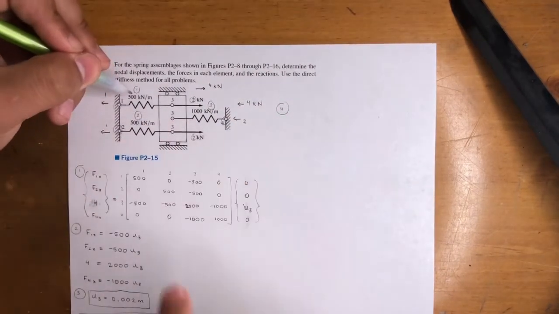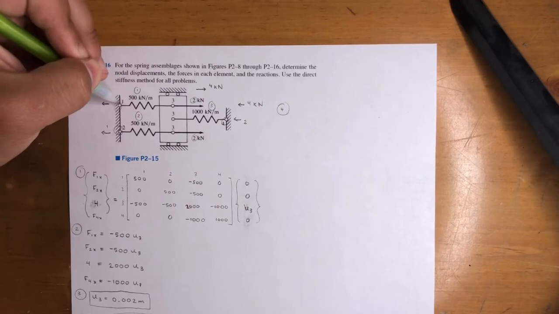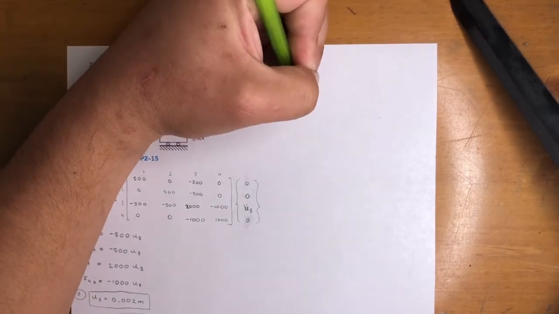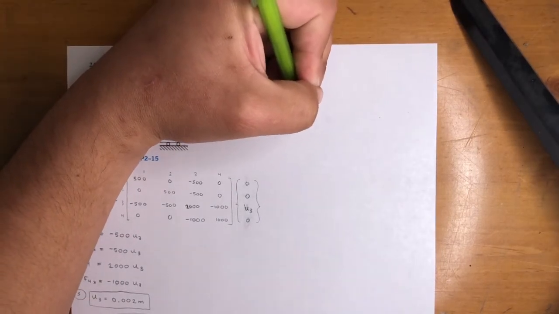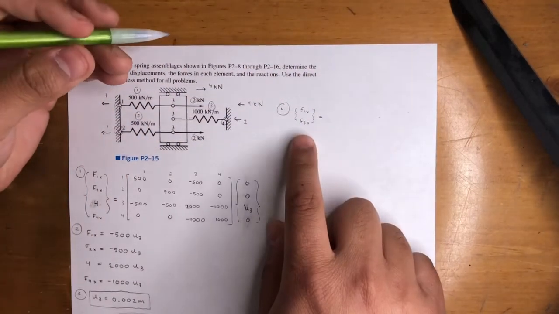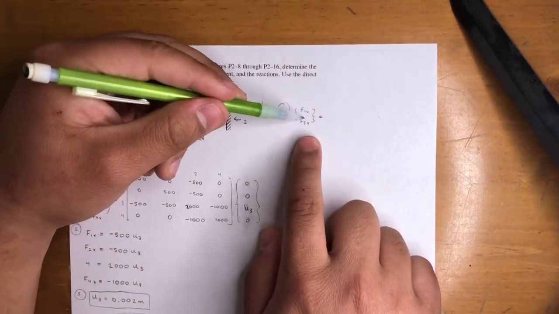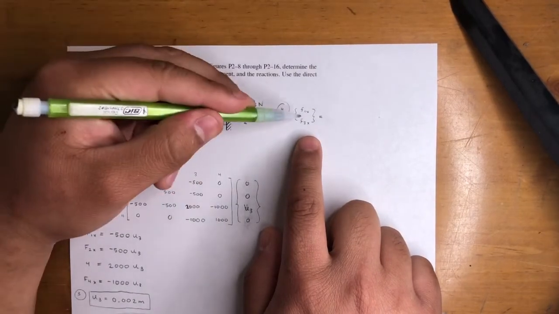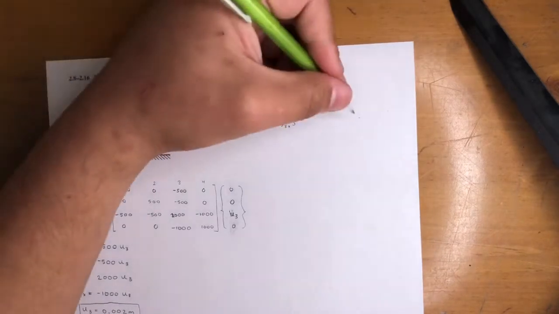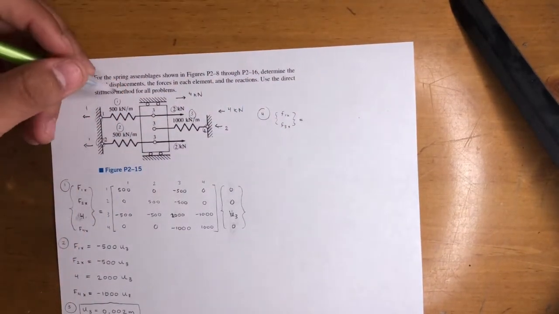Let's do the first element. An element is a spring. So this first element is between nodes 1 and 3. So that means it's F1x, F3x. In the other problems, if you've been watching the videos, it's been F1, F2. In this case, it is not. You've got to be careful how you set that up, because that will mess you up. You're doing nodes 1 and 3, that's why.